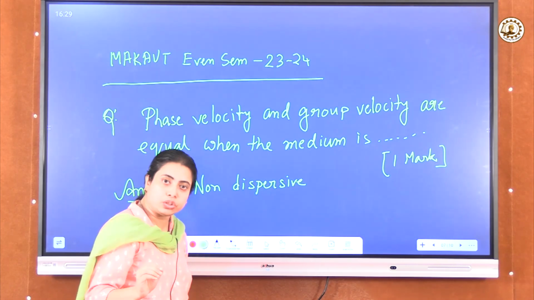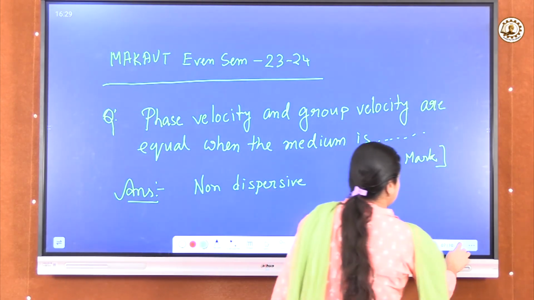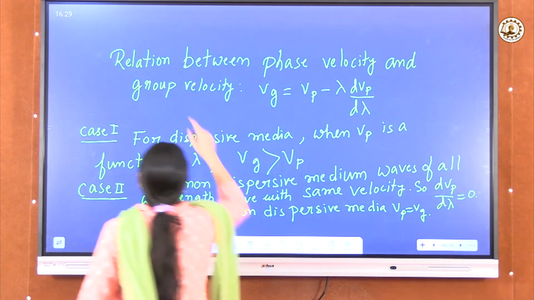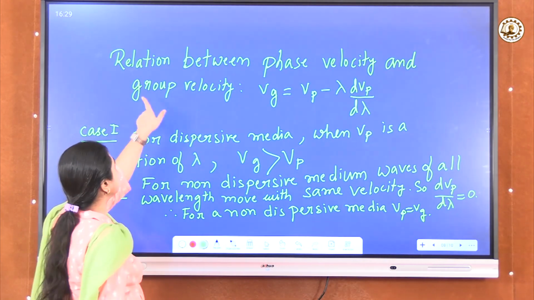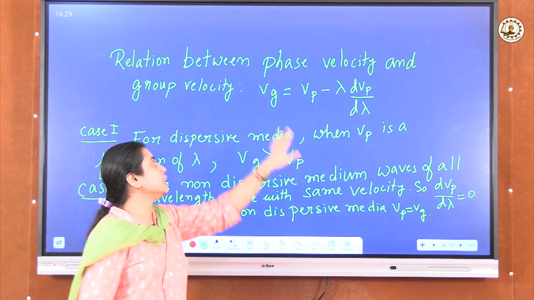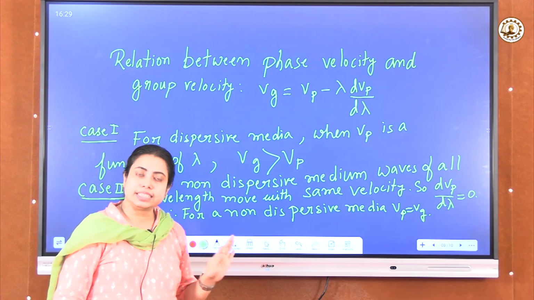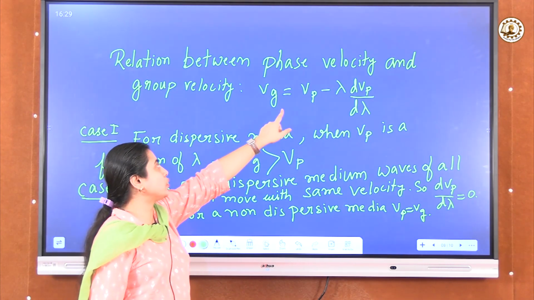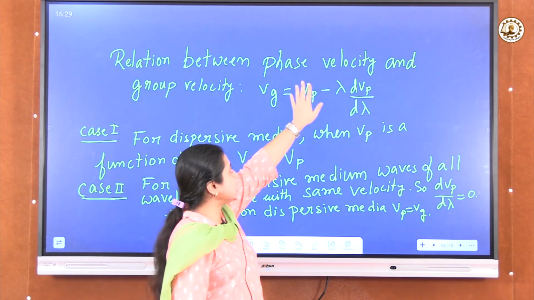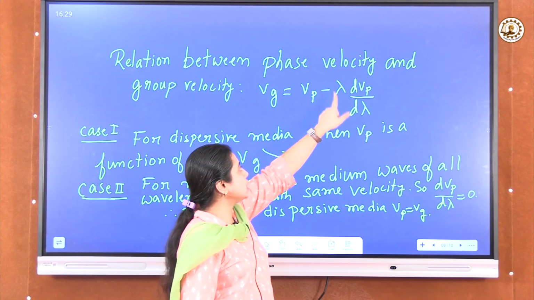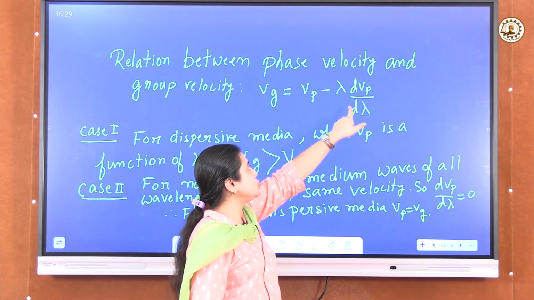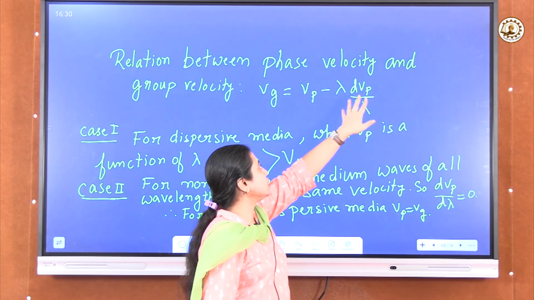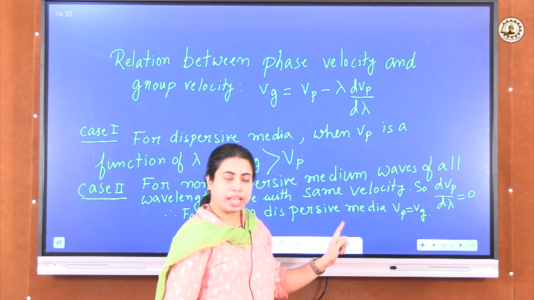Now why is it so? Let us see. Relation between phase velocity and group velocity. This is an established relation: group velocity is equal to phase velocity minus wavelength into the derivative of phase velocity with respect to wavelength.